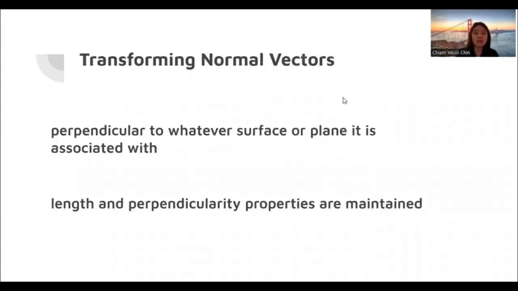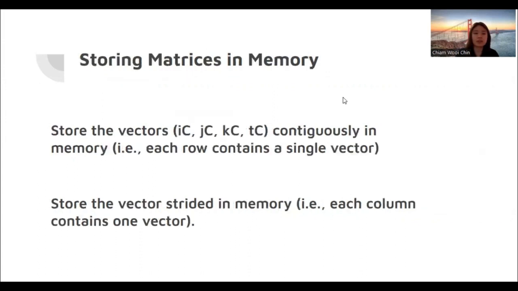A normal vector is a unique type of vector that not only has a unit length but must also remain perpendicular to the associated surface or plane. Therefore, extra care is required when transforming a normal vector to maintain its length and perpendicularity properties. We have 2 choices when storing a matrix in a 2-dimensional C or C++ array, which are to store the vectors contiguously in memory and to store the vectors directly in memory.